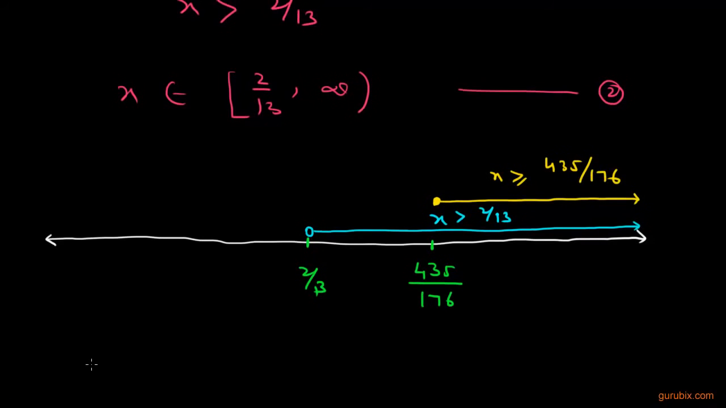So the solution of the system of linear inequations will be 435 over 176 to positive infinity. So this will be the solution of the system of linear inequations.